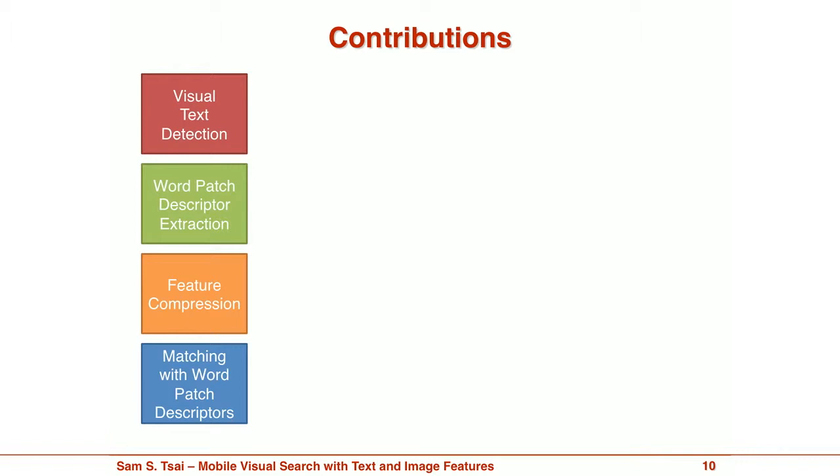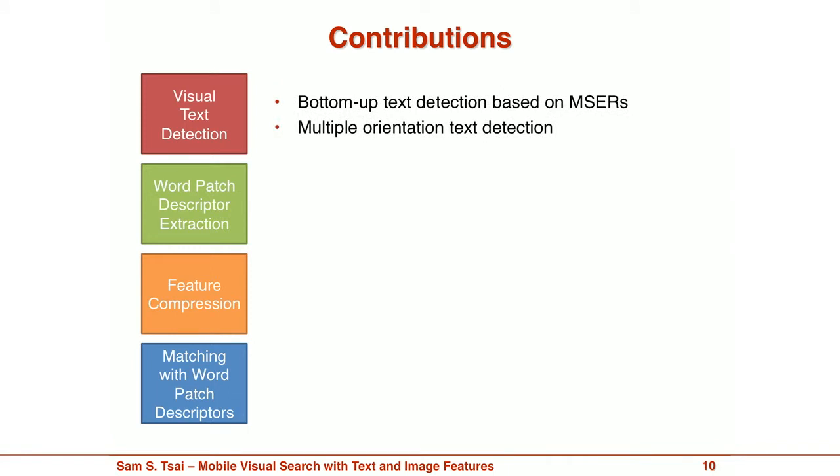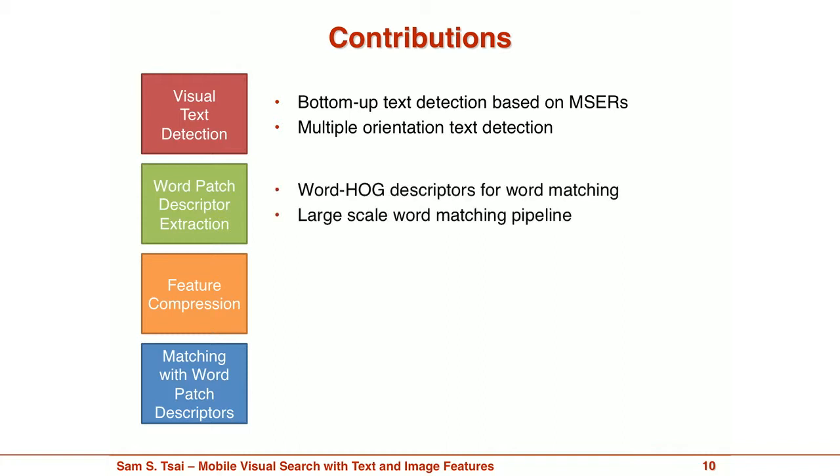For visual text detection, I have developed a bottom-up text detection algorithm that is based on maximally stable extremal regions. It's a multiple orientation text algorithm that can detect text reliably. To describe the visual text, I developed a new Word-HOG descriptor. I have found that it can perform very well for large-scale word patch matching.